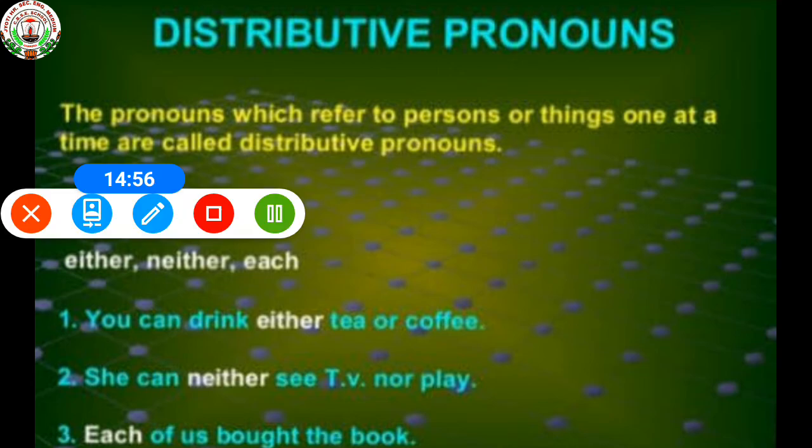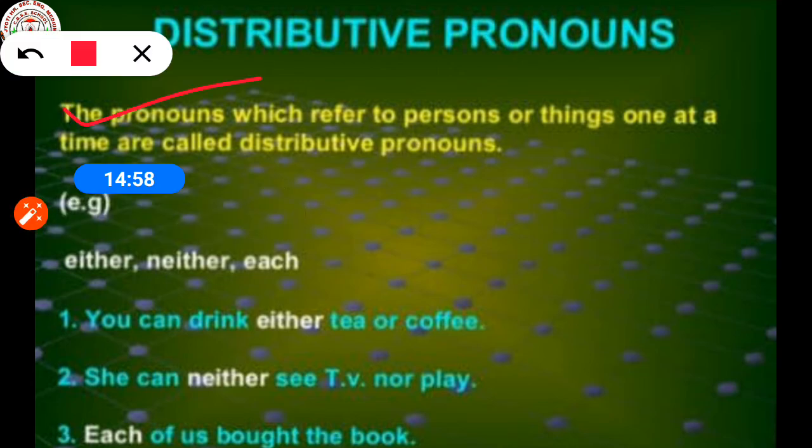So distributive pronouns, the pronouns which refer to persons or things one at a time, are called distributive pronouns. You can see the examples of either, neither, each. You can drink either tea or coffee. She can neither see TV nor play. Each of us bought the book.